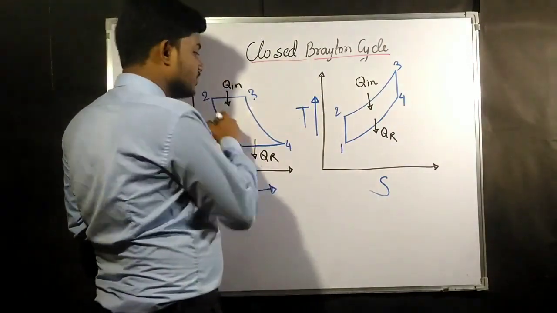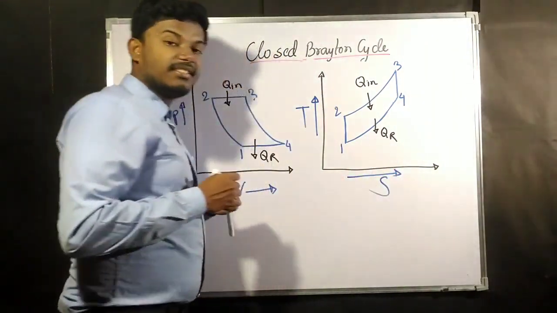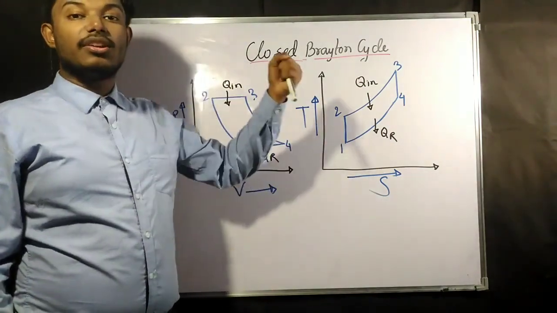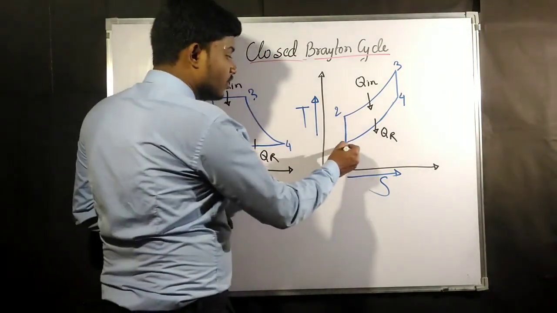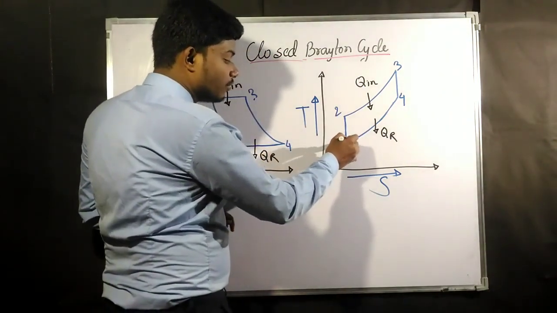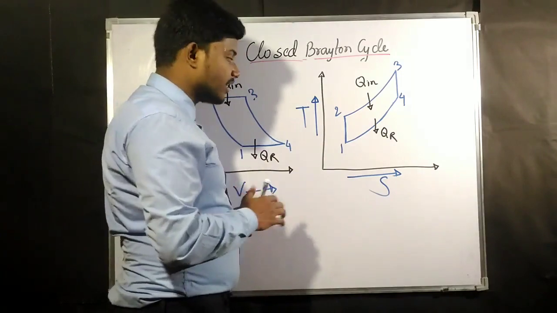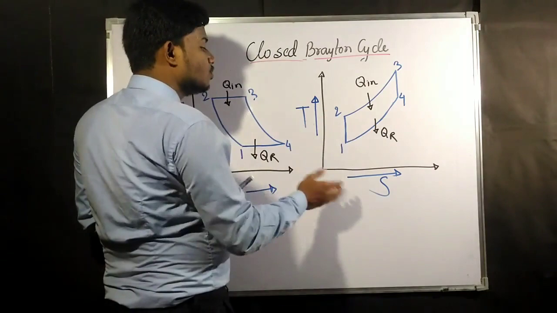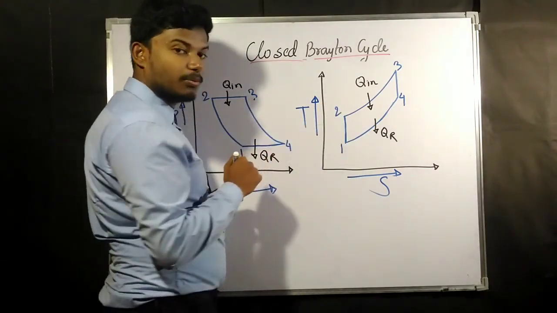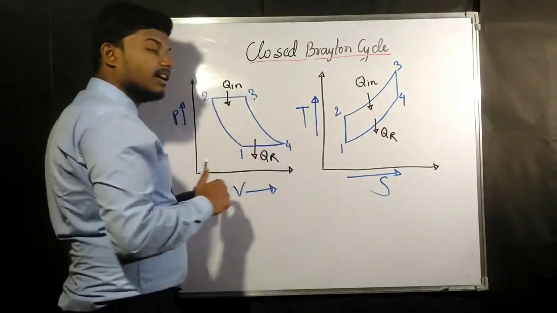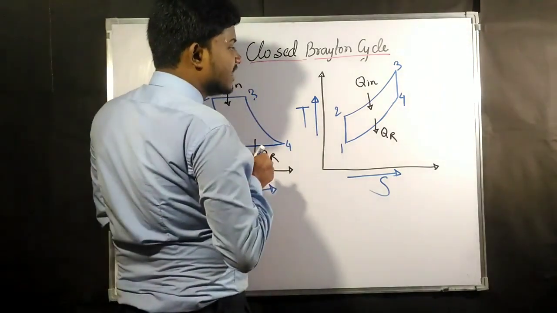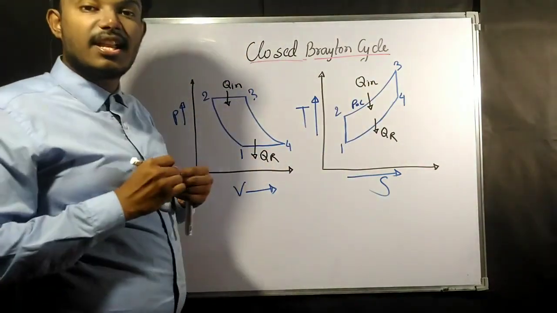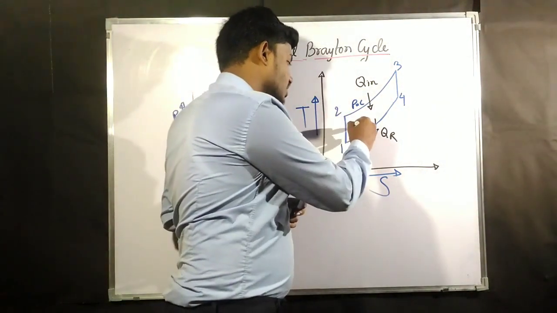Similarly, if you plot this on the TS diagram, 1 to 2 is an adiabatic process, and a reversible adiabatic process is always isentropic. Due to compression, temperature always increases, that's why it goes upwards from 1 to 2. Otherwise it would have gone downwards. So a reversible adiabatic process is going to be an isentropic process in the TS diagram. This is a constant pressure line in the TS diagram, and this is also a constant pressure line.